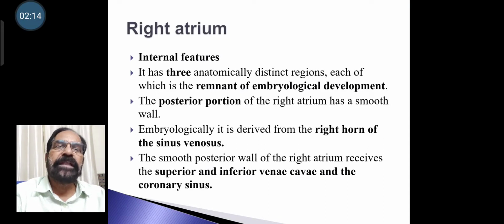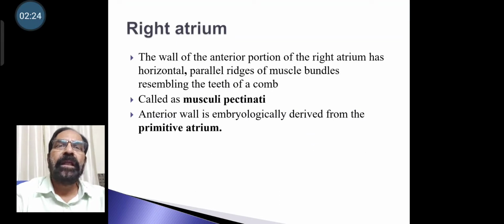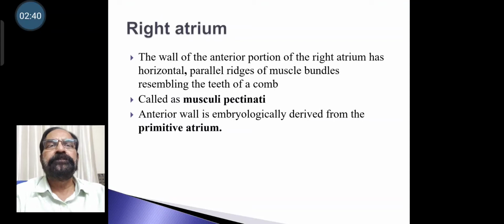Smooth posterior wall of right atrium receives superior and inferior vena cava and coronary sinus. The wall of anterior portion of right atrium has horizontal parallel ridges of muscle bundles resembling the teeth of the comb called as musculi pectinati. Anterior wall is embryologically derived from primitive atrium.